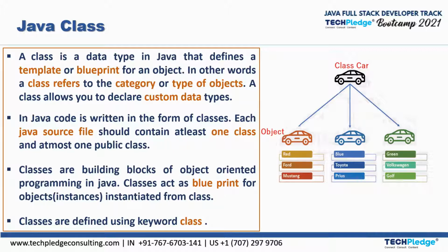Suppose in a car you want to mention what is the color of the car, whether it is red, blue, green, yellow. So that is one of the parameters. Then you can define which brand it is, whether it is Toyota, Mercedes, or Maruti. So all these parameters, when you keep on defining under the same class, that means you're creating an object. So all this falls under the Java class.